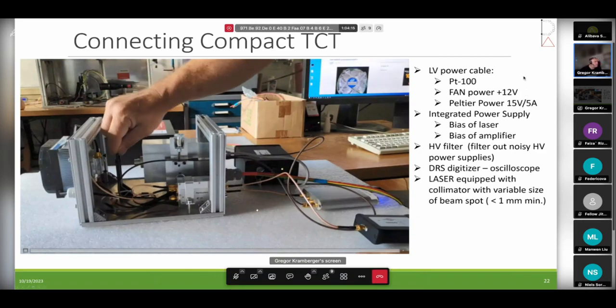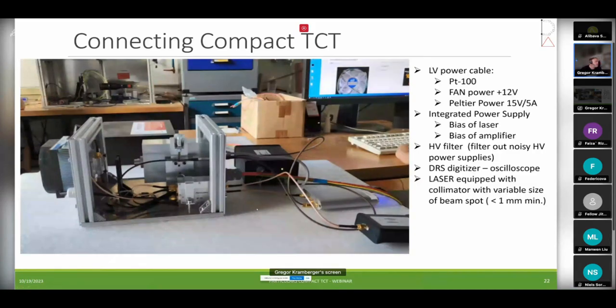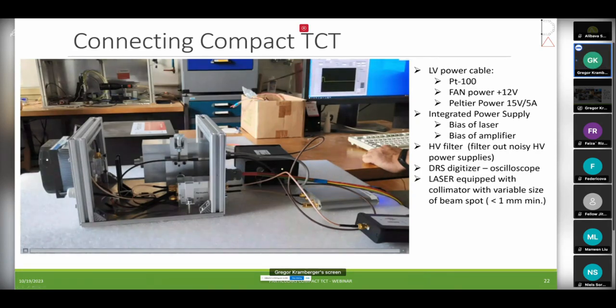You can tune, and I will show it later in the presentation, the laser intensity electronically, of course, but you can also reduce it even further with the neutral density filter. So what you see here is the pulse, the pulse coming from this measurement from this sample now. It's already running.